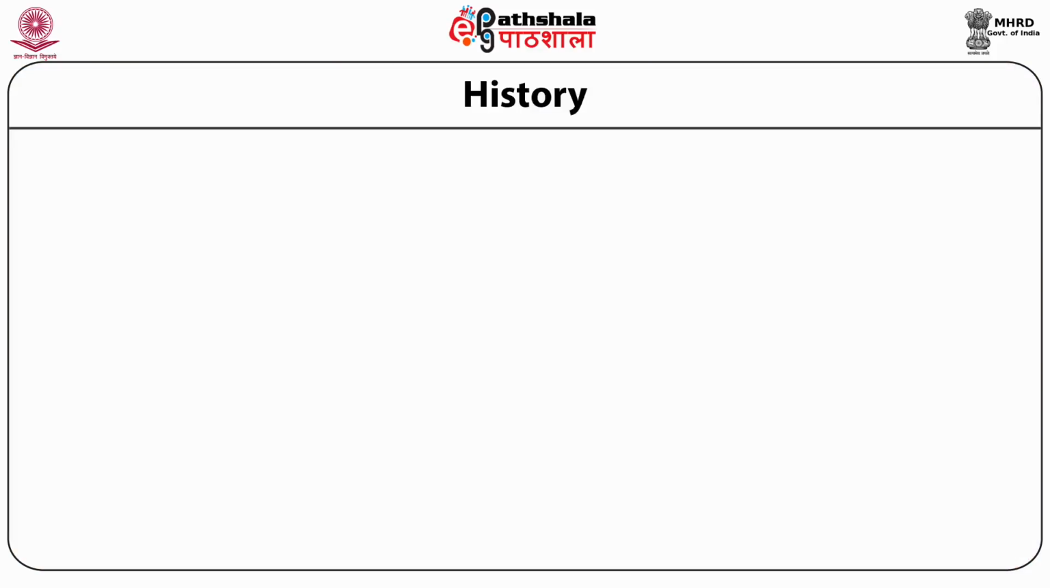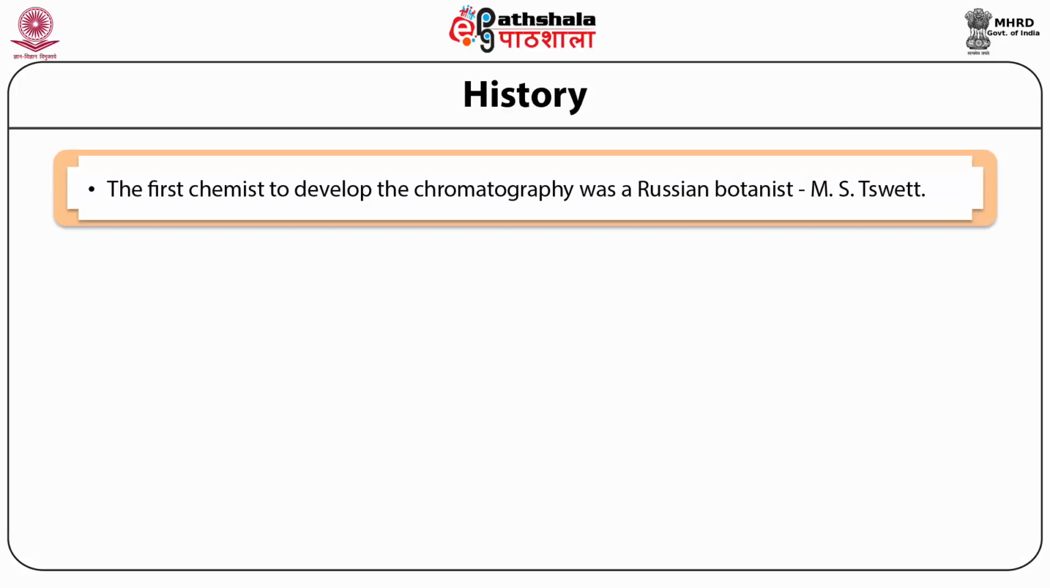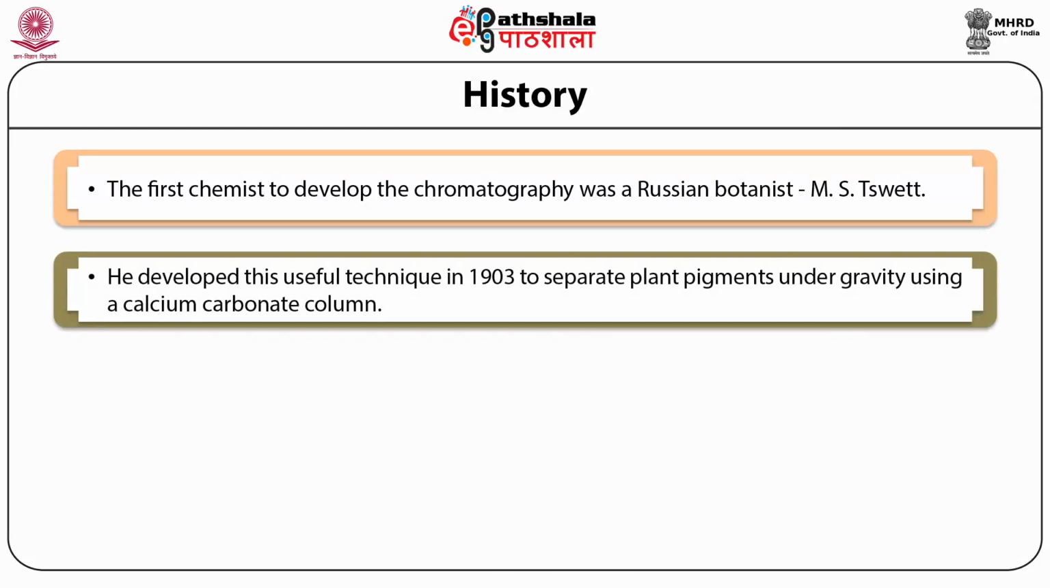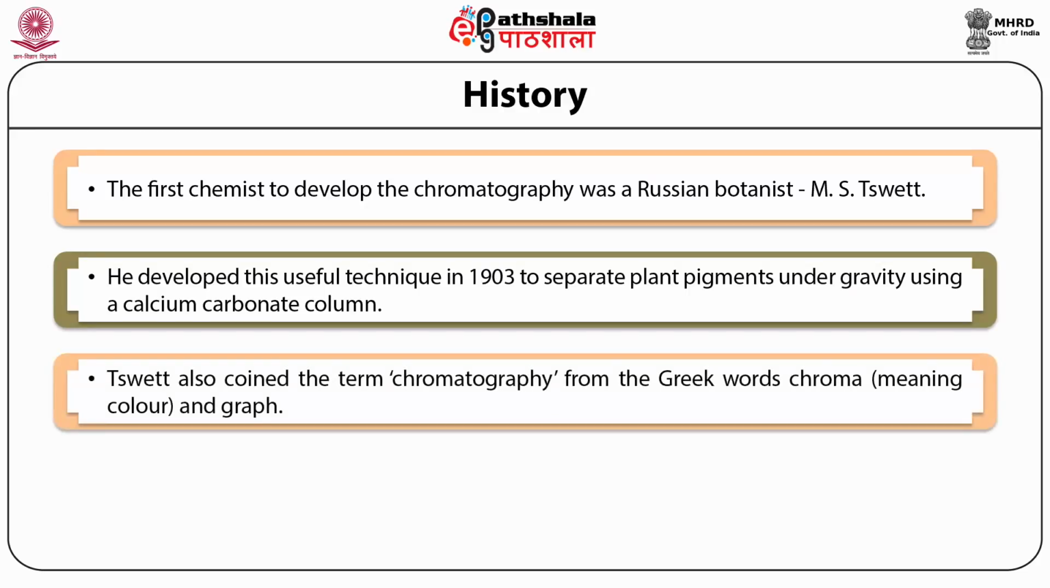History of chromatography. The first chemist to develop chromatography was a Russian botanist, M.S. Tswett. He developed this useful technique in 1903 to separate plant pigments under gravity using a calcium carbonate column. Tswett also coined the term chromatography from the Greek words chroma, meaning color, and graphein.